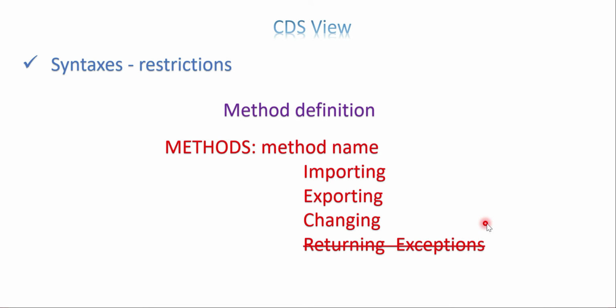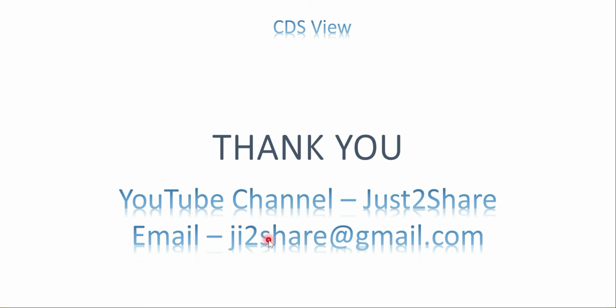And method definition. Okay, so method definition is nothing but you're not able to use returning and exceptions in AMDP methods. Meaning if I'm going to call a method from another AMDP, then you can have an import parameter, an export parameter, a changing parameter, but you cannot have returning and exceptions. If you do, we will get a syntax error in the system. So next, yeah, that's it. So these are the properties or syntax, the way to call an AMDP method from another AMDP method.